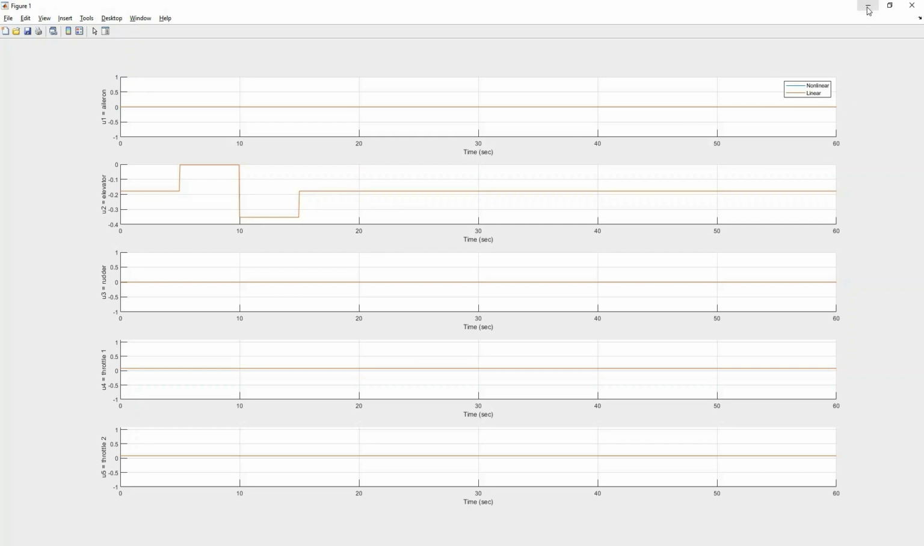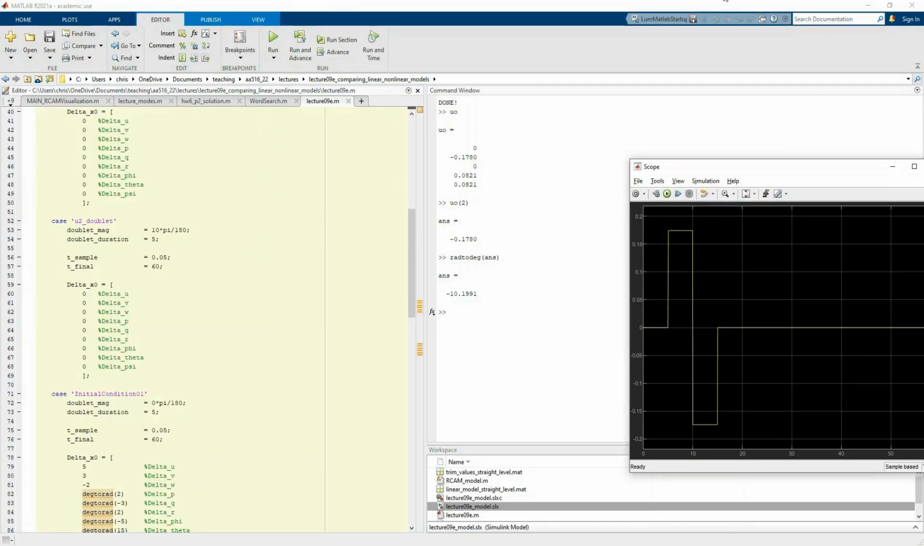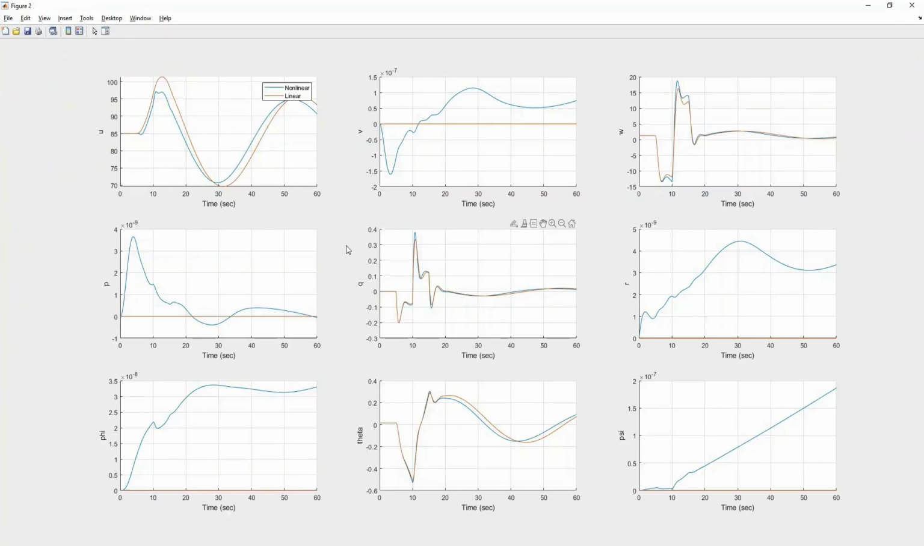We have the equivalent inputs to both the linear and the nonlinear system, and as such, we should be able to see roughly equivalent behavior. And look at this, it does seem to work, right? You can now see that the nonlinear and the linear models have roughly equivalent responses to that elevator doublet.